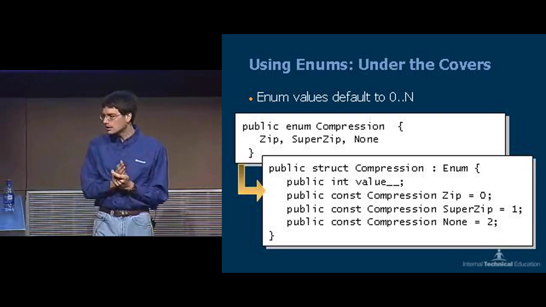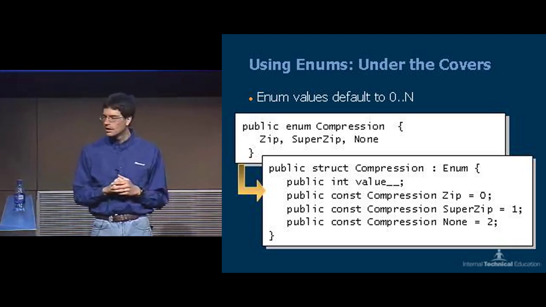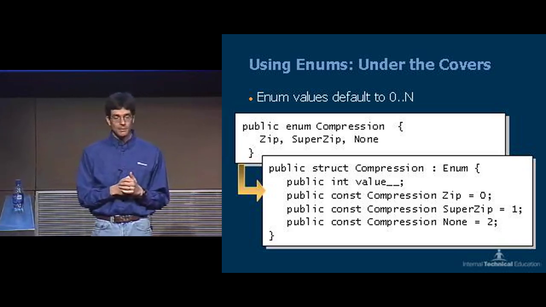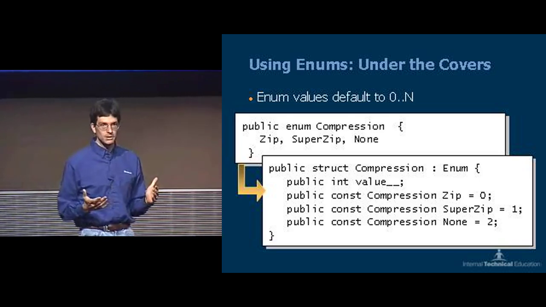A couple of important things to highlight here. You typed in this Compression enum: Zip, SuperZip, None. And what the compiler does on your behalf is create a struct called Compression that inherits from Enum.